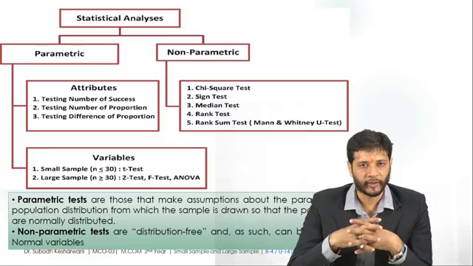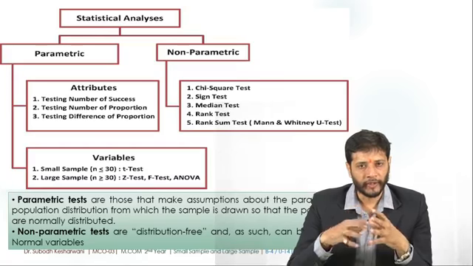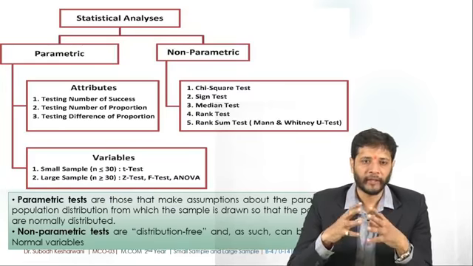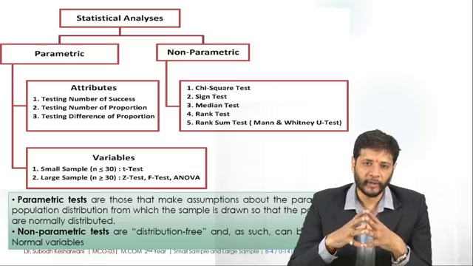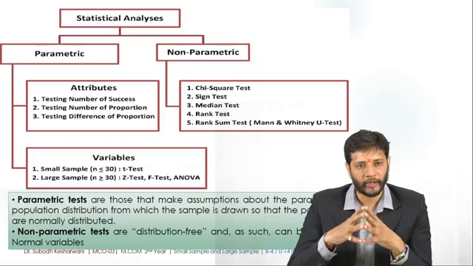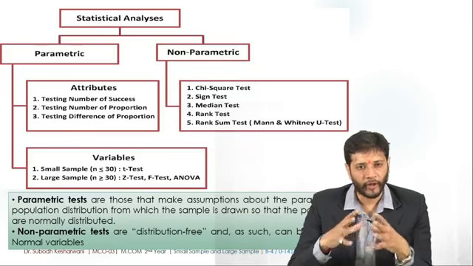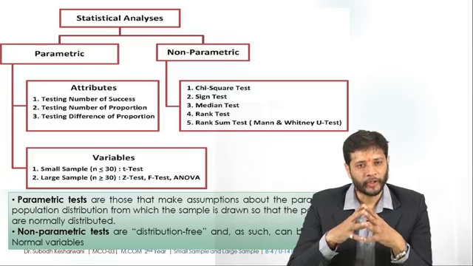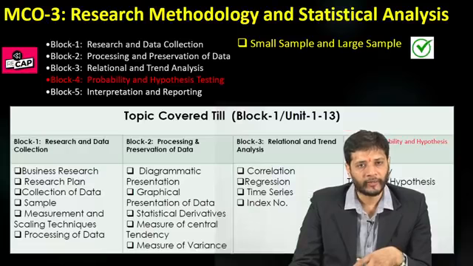which we are going to discuss in our forthcoming session. And if you are going to talk about the non-parametric tests, it could be the chi-square test, sign test, median test, rank test, or rank sum test, which is taken care of by the Mann-Whitney U-test. Parametric tests are those that make assumptions about the parameters of the population distribution from which the sample is drawn, so that the population data are normally distributed. And non-parametric tests are distribution free, and as such can be used for non-normal variables. So this is something which is there.